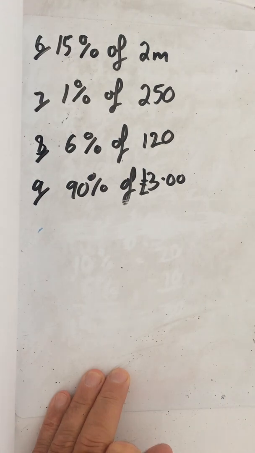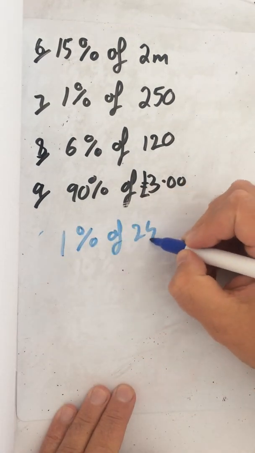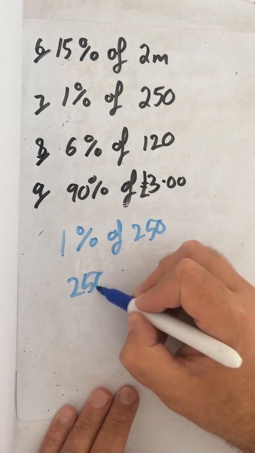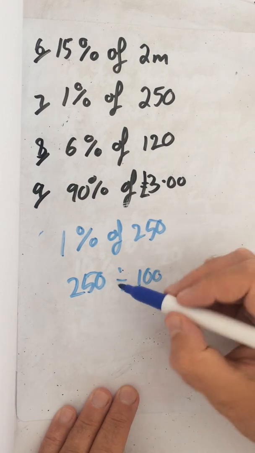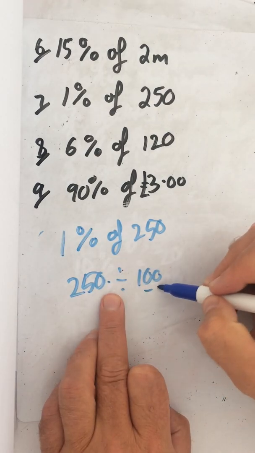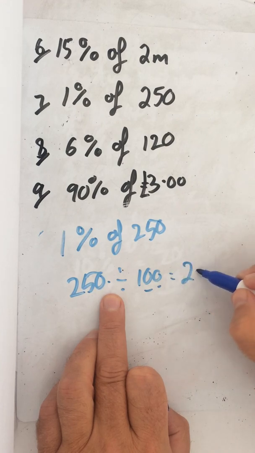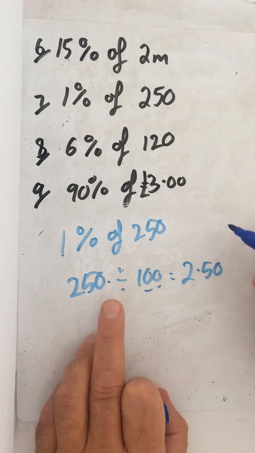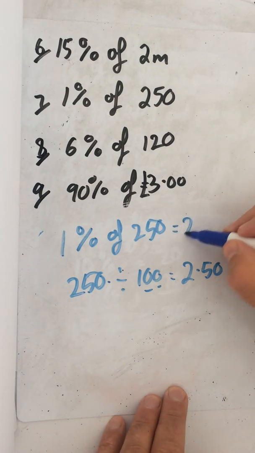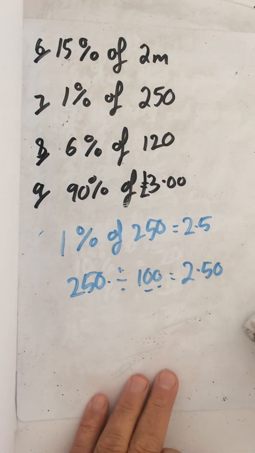Let's have a look at number 7. 1% of 250. Now to find 1% of anything, you divide by 100. So it becomes 250 divided by 100. Remember, that would be 250 point nothing. Because I'm dividing by 100, I can move the numbers 2 places to the right. So it becomes 2.50. You don't have to have that 0 if you don't want to, but that's okay if you leave it in there. Equals 2.5 or 2.50. Both correct.